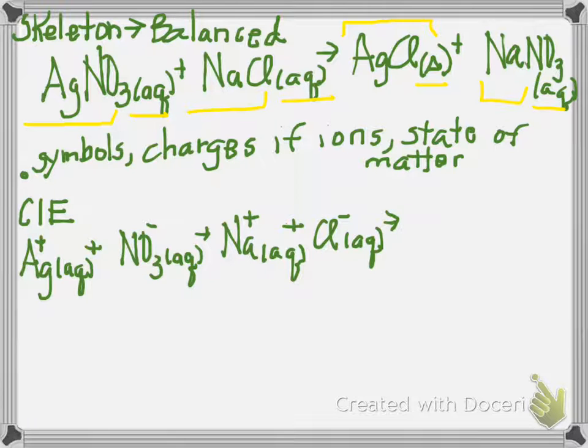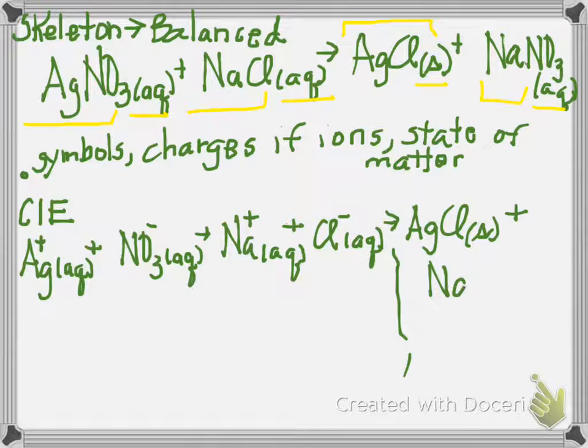Now, again, I don't break apart the silver chloride because it's in the solid state of matter. So I'm going to leave my silver chloride as is, but my sodium nitrate is aqueous, so I'm going to break it into its ions. So that's a sodium ion with a plus 1 charge aqueous and a nitrate ion aqueous. So that is my complete ionic equation for this reaction.